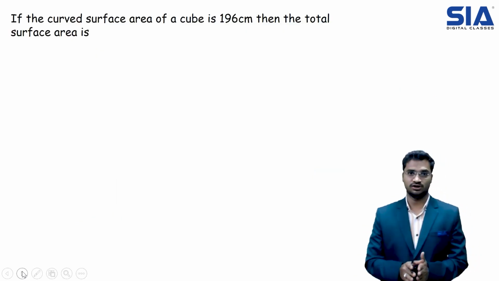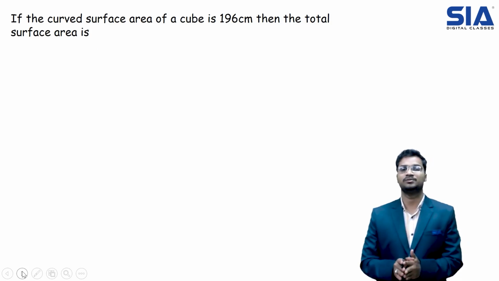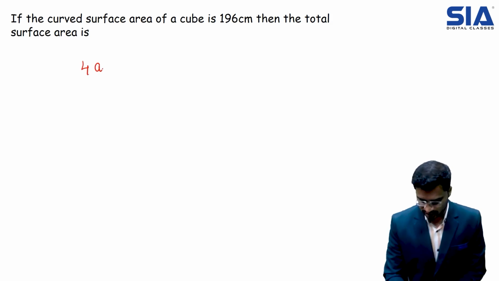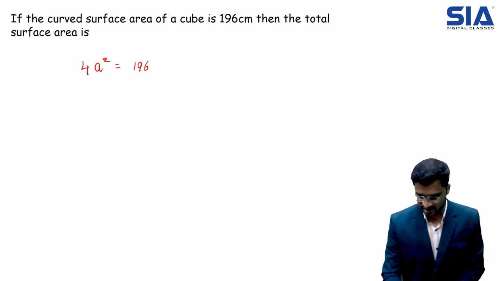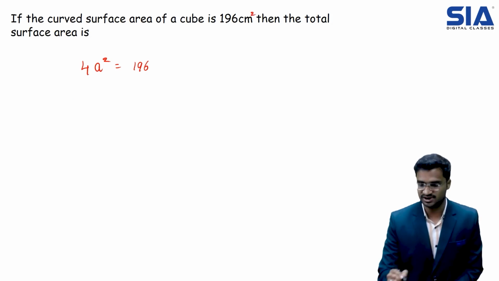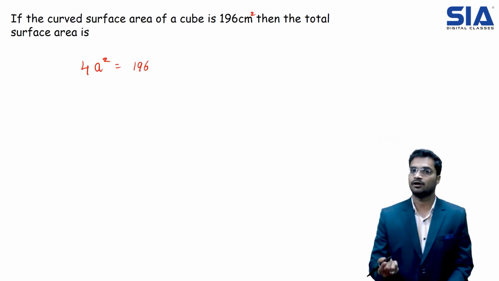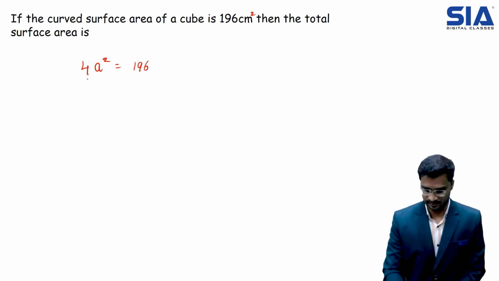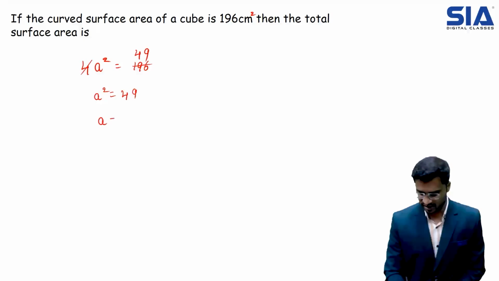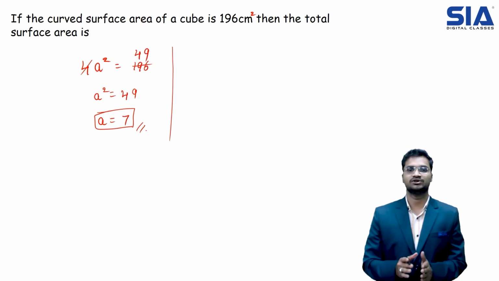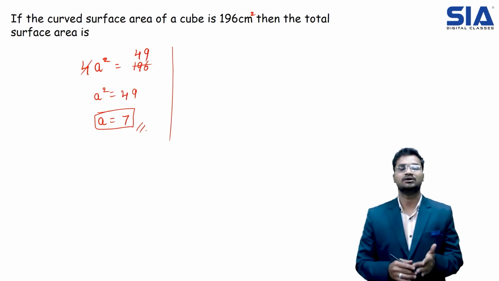Now let us solve a question on this. If the curved surface area of a cube is 196 centimeter square, the curved surface area of a cube is what? 4a square. This is given as 196 centimeter square. Areas are always centimeter square, and volume should be centimeter or meter cube. So 4a square is 196, so a square is 49, and the value of a is 7.